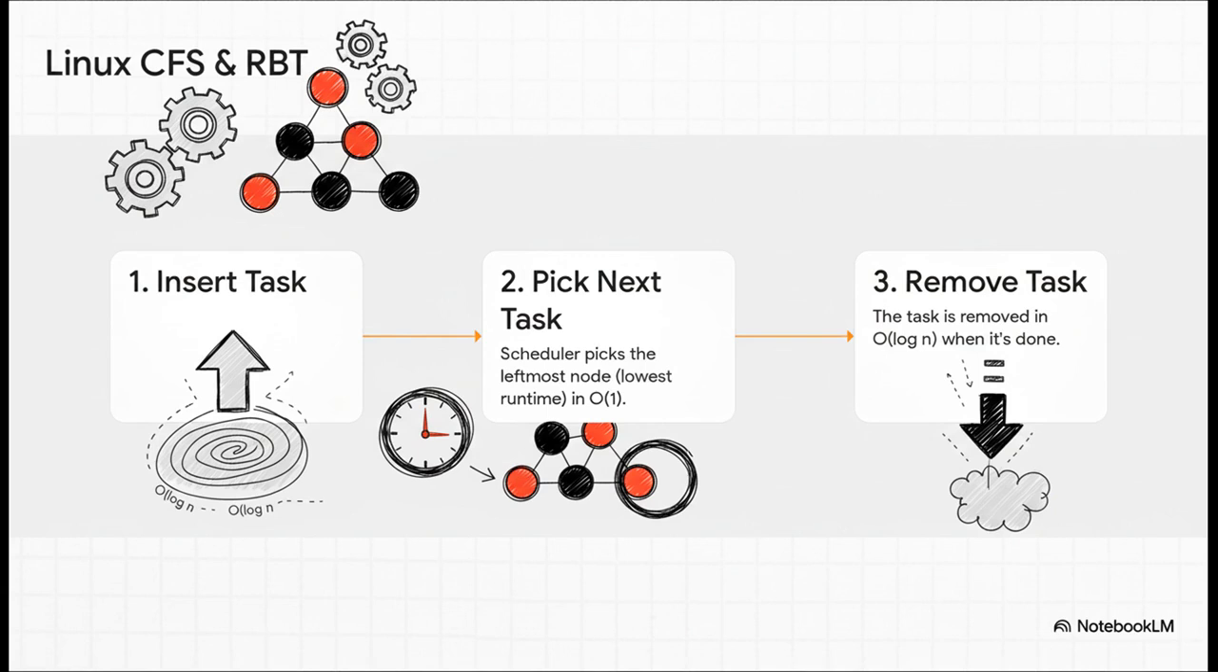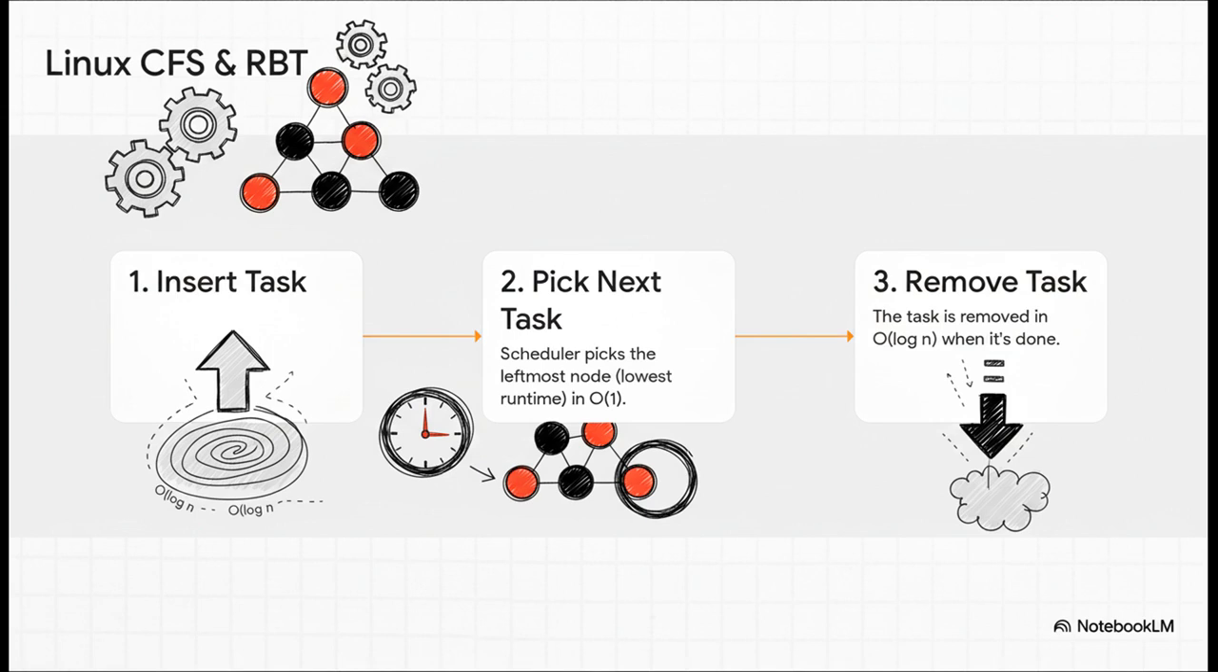Well, the answer is it uses a red-black tree. The Linux Completely Fair Scheduler, or CFS, is built around it. Here's how it works. Every task is placed in the tree, sorted by something called virtual runtime, basically how much CPU time it's had. Adding a new task is fast, that O(log n) we talked about. But here's the absolute genius move. To be fair, the scheduler needs to pick the task that has run the least.